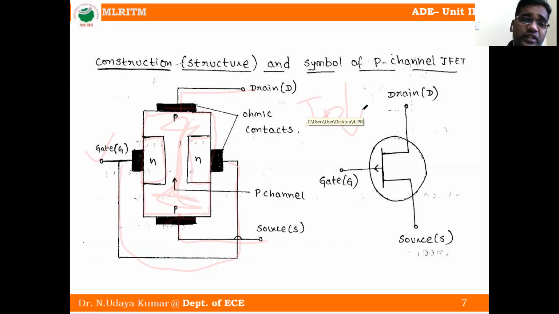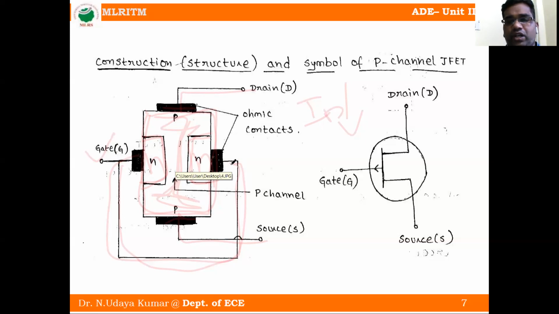In the previous one, the gate is a heavily doped P-type material. Now here, the gate is a heavily doped N-type material on both sides of the P-type silicon bar. The N-type material is diffused on both sides of the P-type silicon bar, by which PN junctions are formed. These layers are joined together, and we call it the gate.